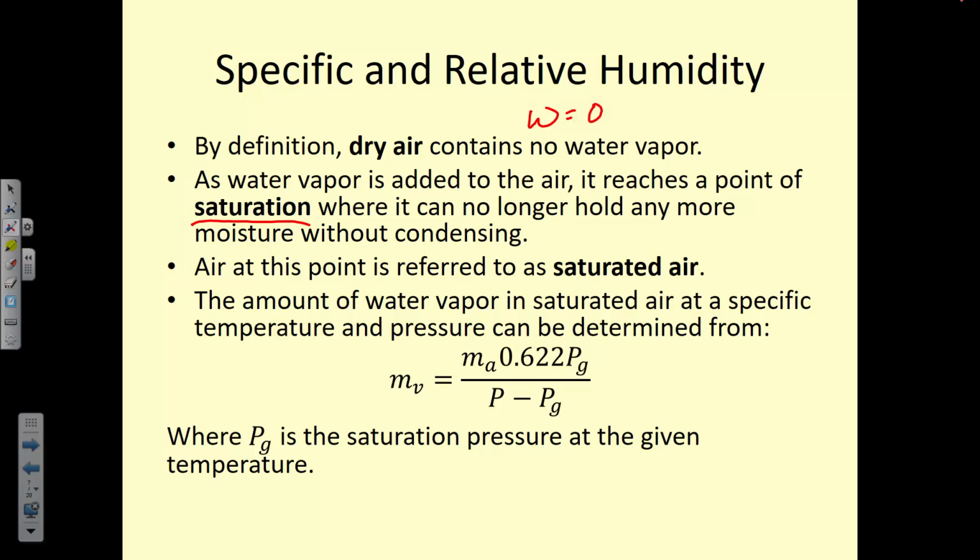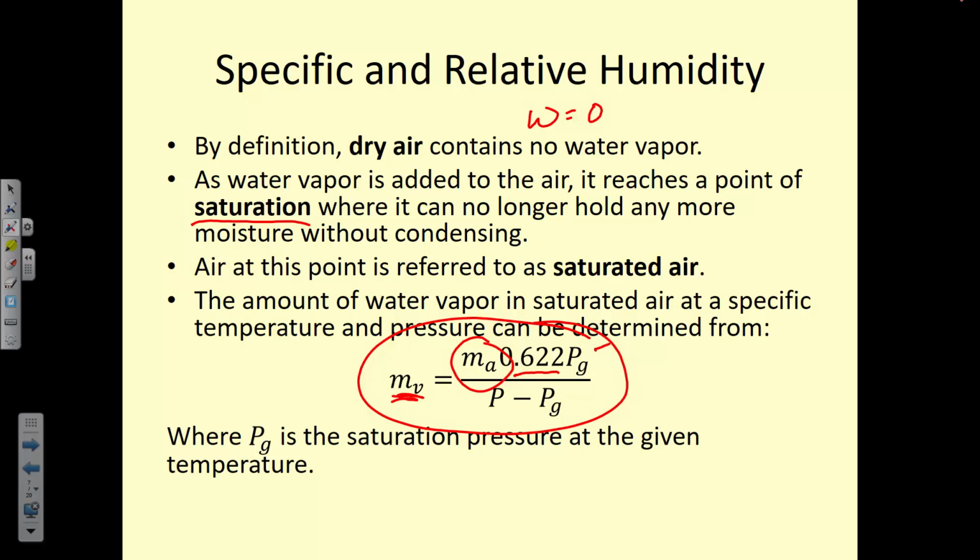So there's so much moisture in the air that in order to add any more moisture, something else has to condense. Or if you decrease the temperature of the air by any amount, then some of the water will condense out of it. So it's referred to as saturated air at that point, and the amount of the water vapor in the saturated air at any specific temperature and pressure can be determined from this relationship. So the mass of the water vapor in the air is equal to the total mass of the air times this 0.622, which is the ratio of R values, multiplied by P sub G.